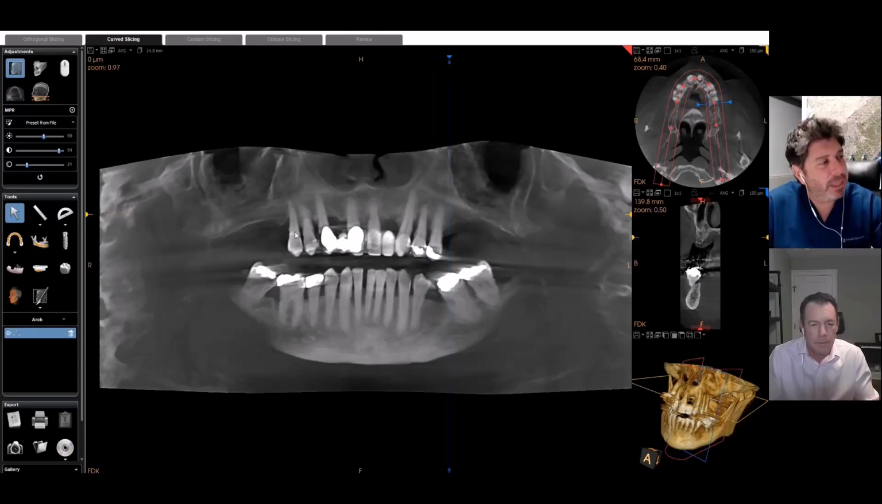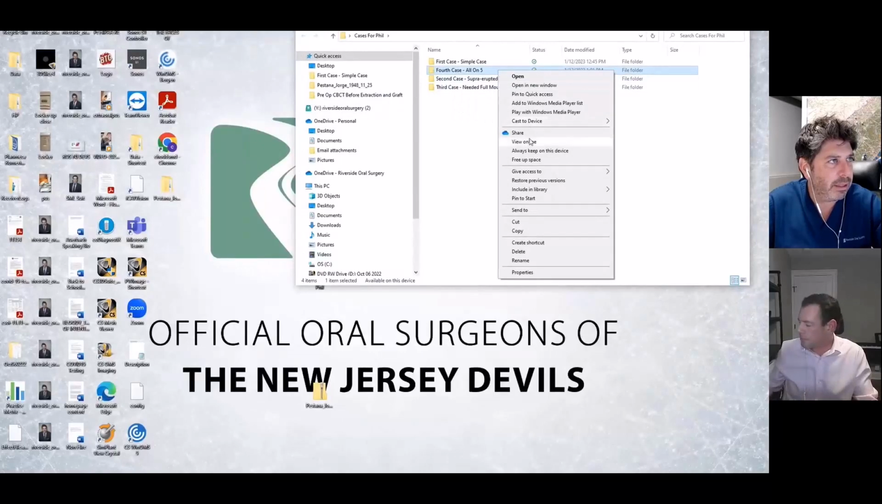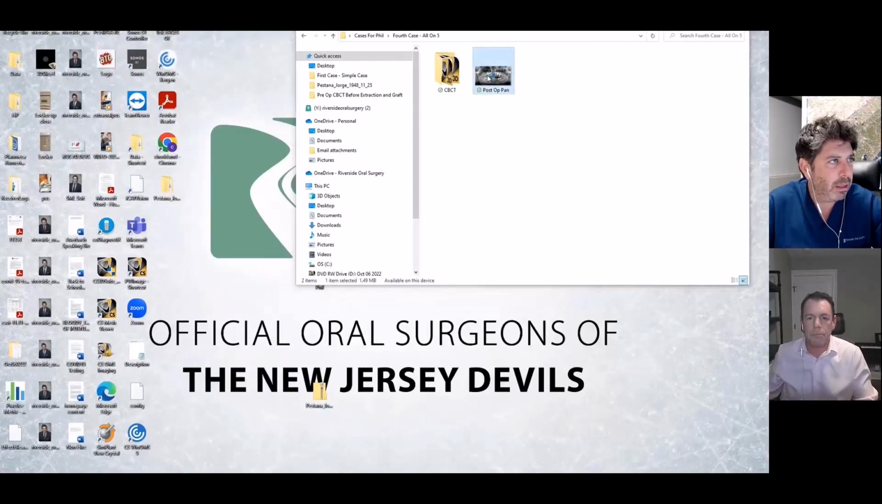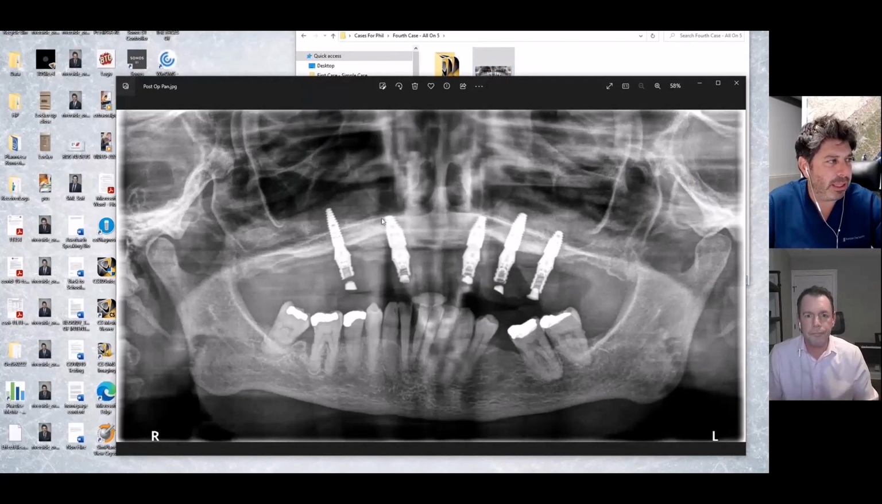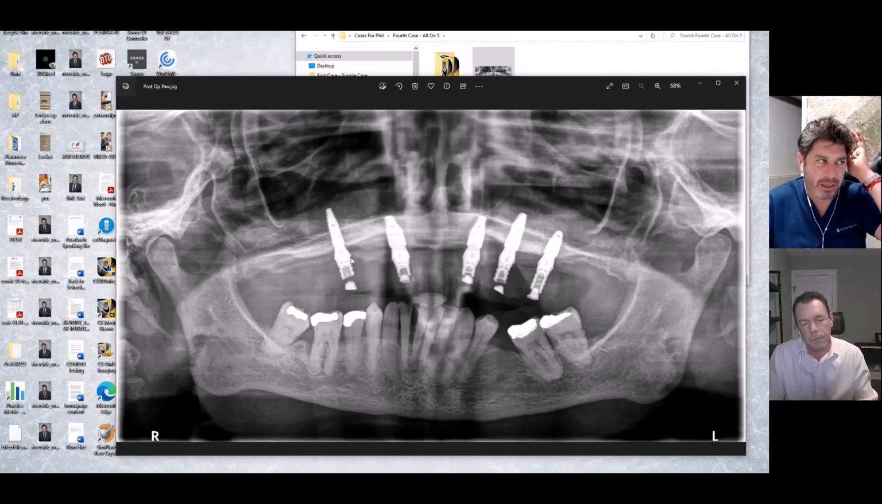So basically, what we did was we planned this case for an upper hybrid. We took out the teeth, we planed the bone, leveled the bone, and placed the implants basically all at the same time. We also did bilateral sinus lifting to facilitate some vertical implants in the posterior, because we had better width here, and we had not enough great bone anterior to the sinus to do angled implants.